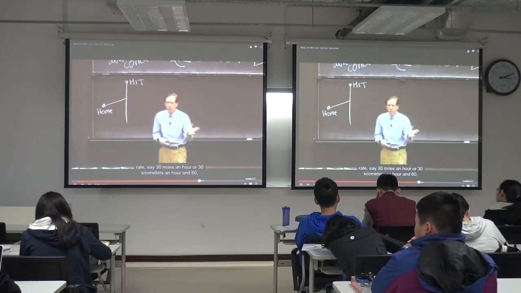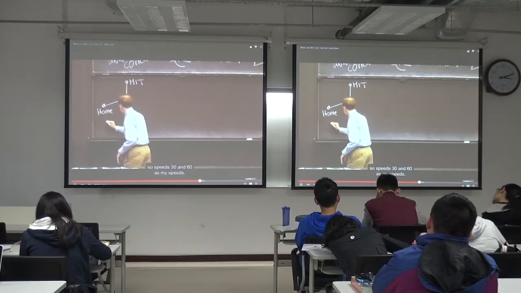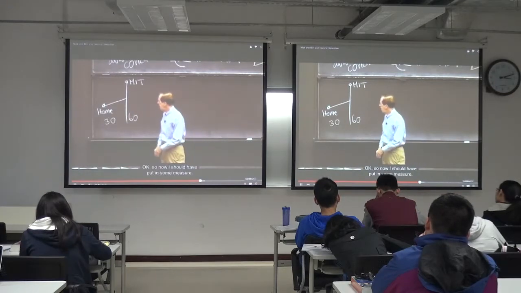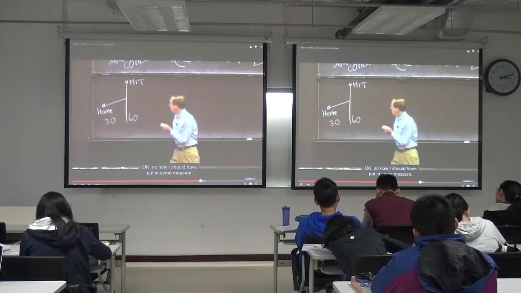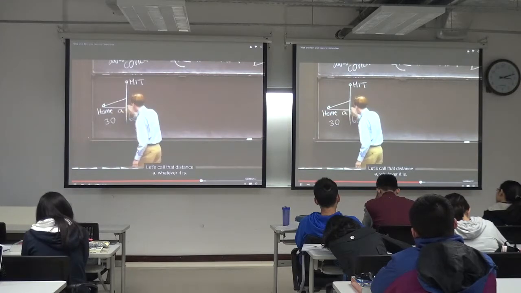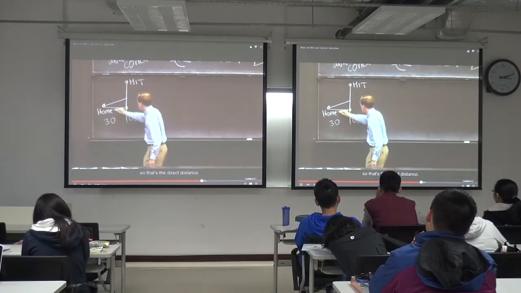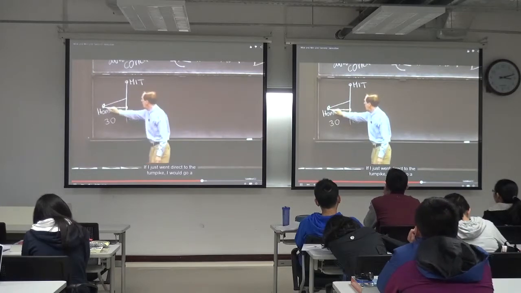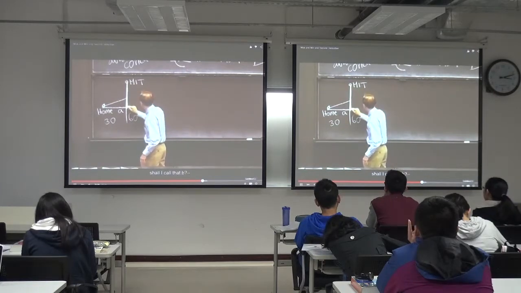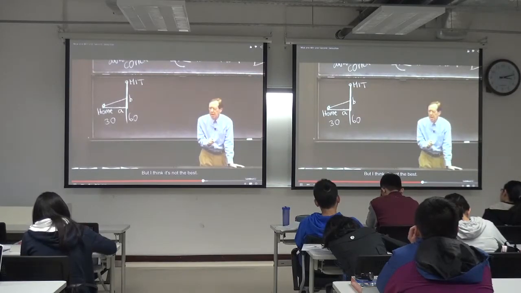Say 30 miles an hour, or 30 kilometers an hour, and 60. So speeds 30 and 60 as my speeds. Okay. And now I should have put in some measure. Let's call that distance A, whatever it is. Maybe it's about 3 miles. And so that's the direct distance. If I just went direct to the turnpike, I would go a distance A at 30 miles an hour, and then I would go a distance, which I call B, at 60. So that's one possibility. But I think it's not the best.